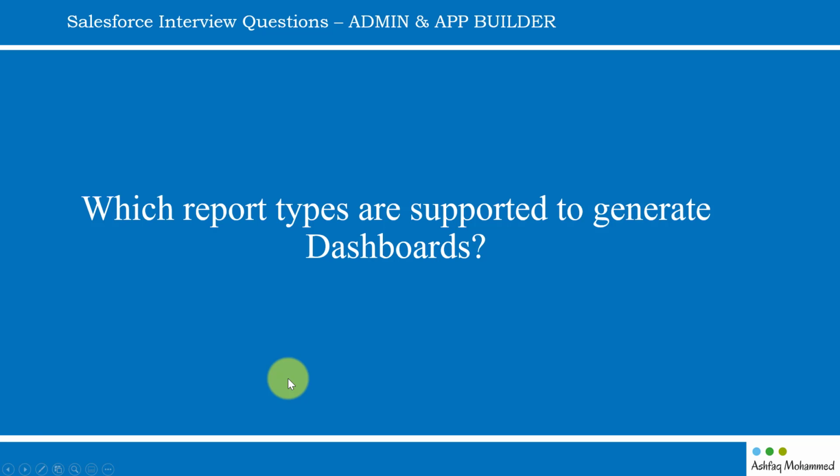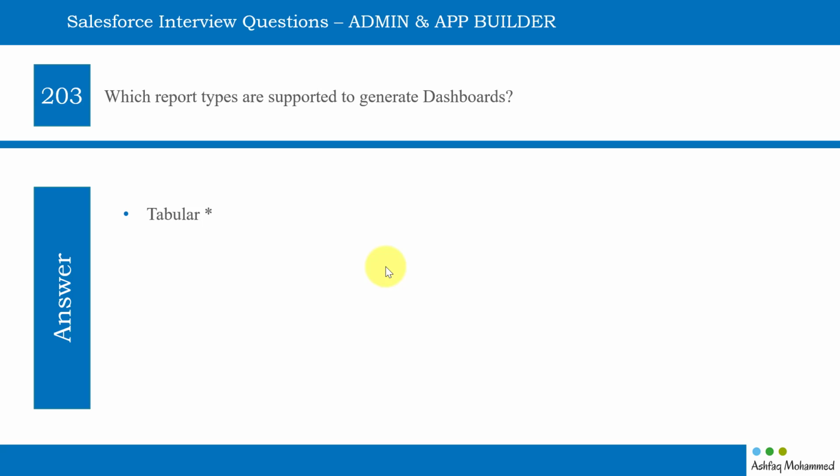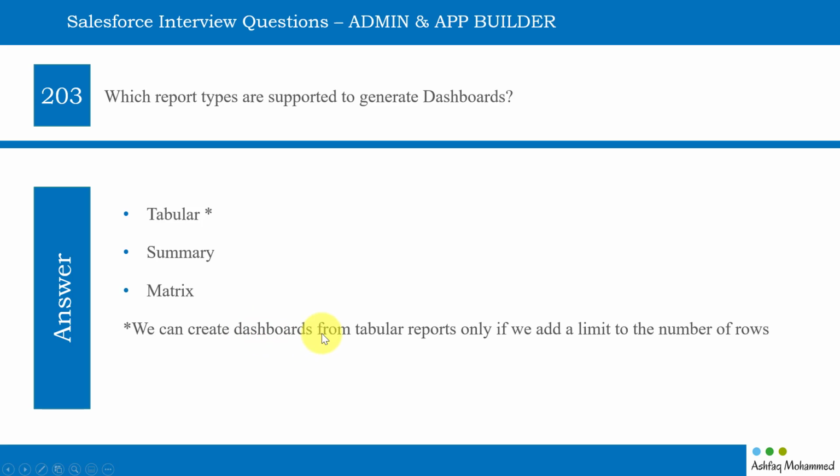Okay. Let's see the next question. Which report types are supported to generate dashboards? Okay, important question. Tabular, I have given an asterisk. Okay, we can create with summary, we can create with matrix, but we cannot create dashboards with joint reports. Okay, so we can create dashboards from tabular reports only if we add a limit to the number of rows.